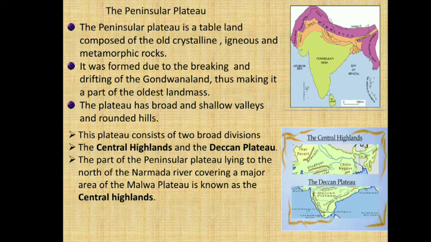So Peninsula Plateau was formed due to the breaking and drifting of the Gondwana land, thus making it a part of the oldest landmass. The plateau has broad and shallow valleys and rounded hills. This plateau consists of two broad divisions, that is, the Central Highlands and the Deccan Plateau.